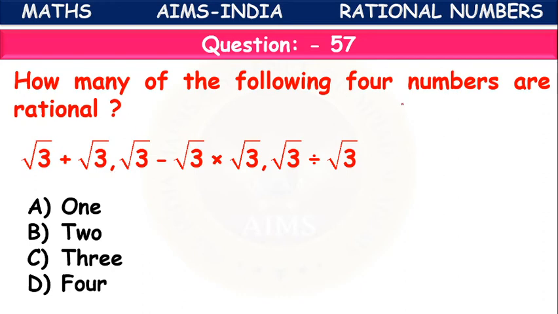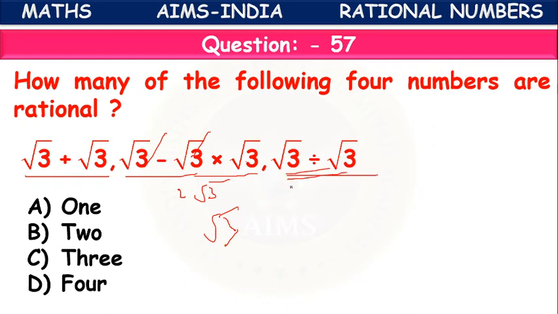Next, how many of the following numbers are rational? First one, root 3 plus root 3, which is 2 root 3. Root 3 minus root 3 into root 3: root 3 gets cancelled, and we will have only root 3. Second number, root 3 divided by root 3: both of them cancel. Answer 1.